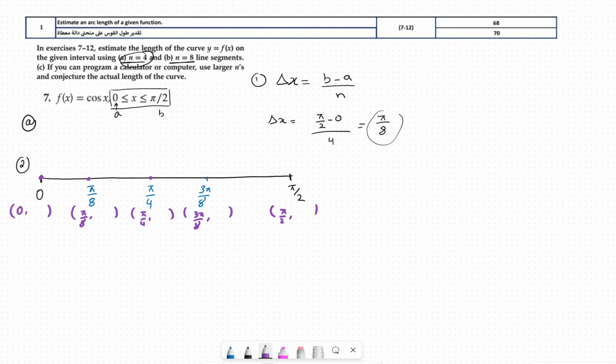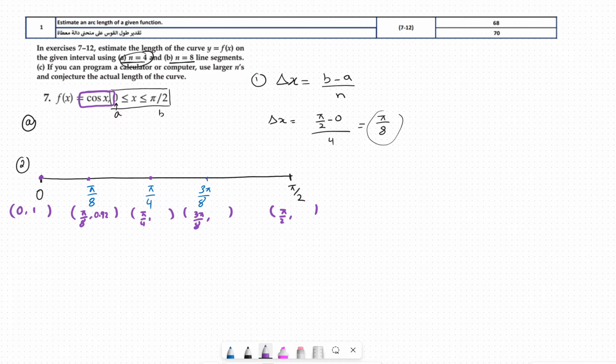Now how will I find the y of the point given the x? Very simply, you substitute in the function. For the first point, all I do is ask how much is cosine 0. Cosine 0 is 1, so I put 1 here. Then I go to the next point: how much is cosine pi over 8? Of course I have to be careful, and my calculator has to be on radians because we are dealing with pi. So you will end up with 0.92.